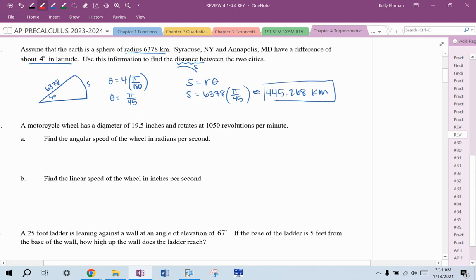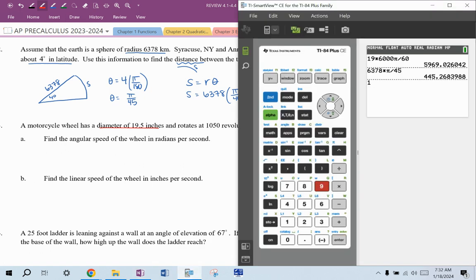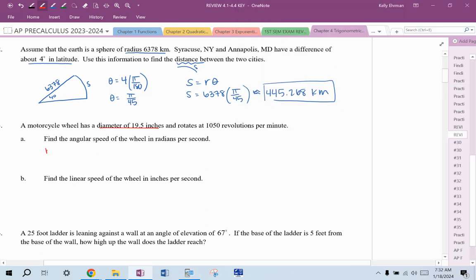A motorcycle has a diameter of 19.5 inches. All right, so we've got to cut that in half, right? Half of 19 is what, 9.5? Half of a half is 0.25. So you can also just divide by 2. So 9.5 plus 0.25 is our 9.75. So R is 9.75 inches.